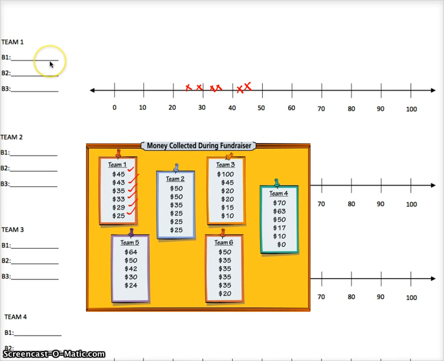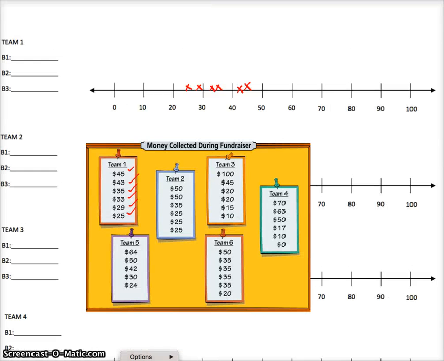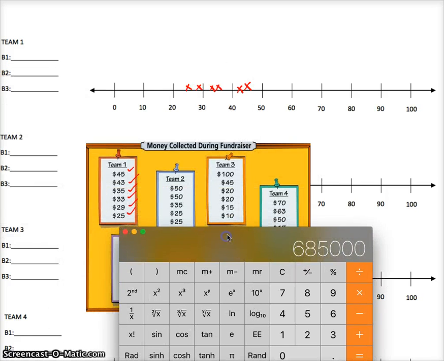So I'll fill out this first one. The total, let's add all these up together. It says we're going to add 45 plus 43. Let's bust out the calculator for that. So it's a big number there. 45 plus 43 plus 35 plus 33 plus 29 plus 25. The grand total is $210.